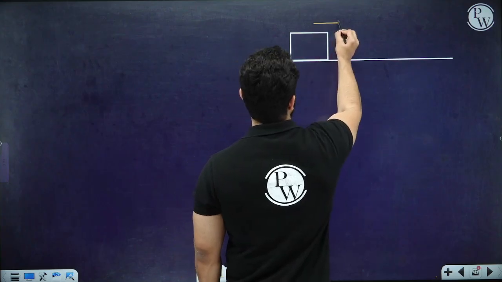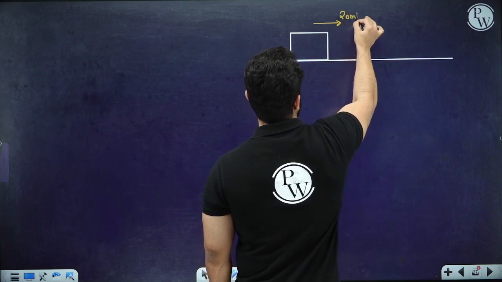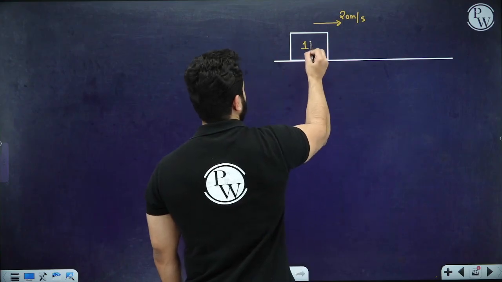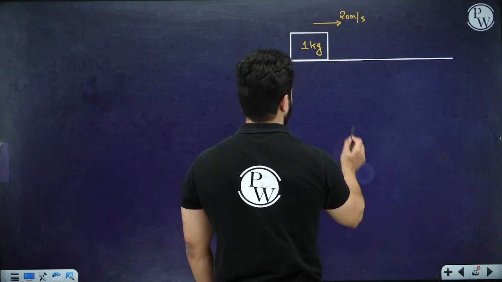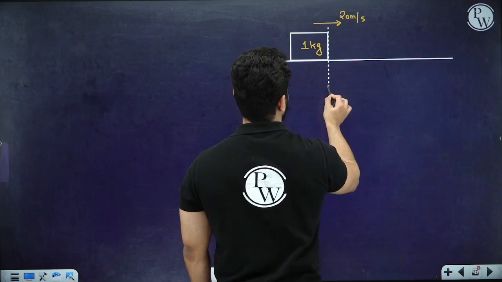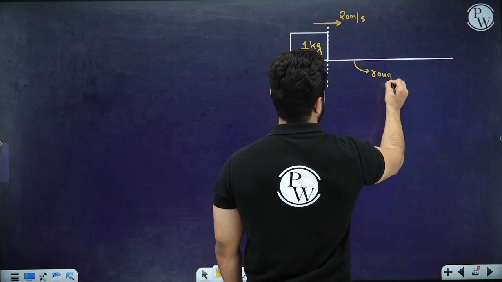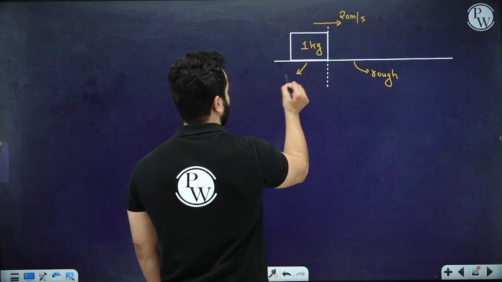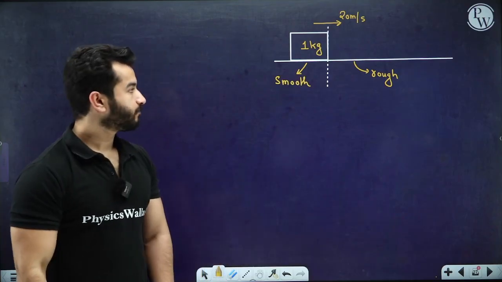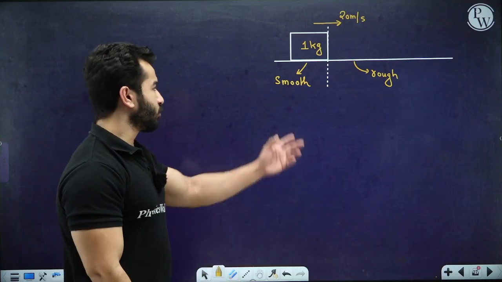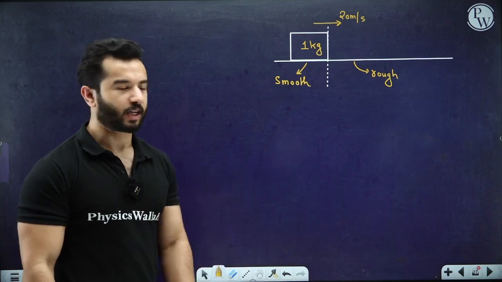A body is moving with a velocity of 20 meter per second and has a mass of 1 kg. Till here the surface was smooth. After this the surface is rough. Right? Alright. Let's suppose you want to find out when the particle will come to rest by the work energy theorem.